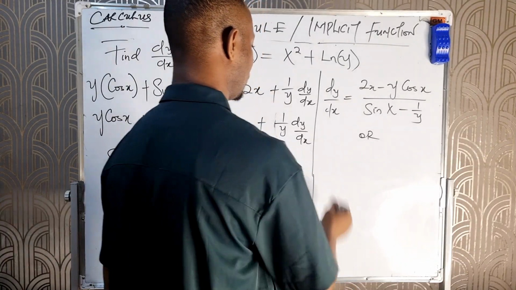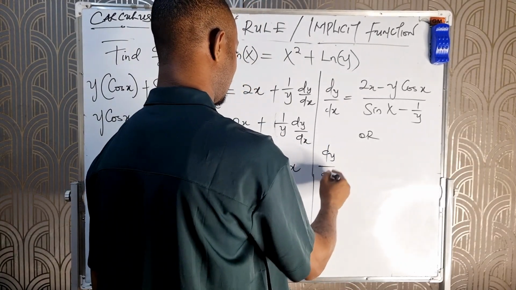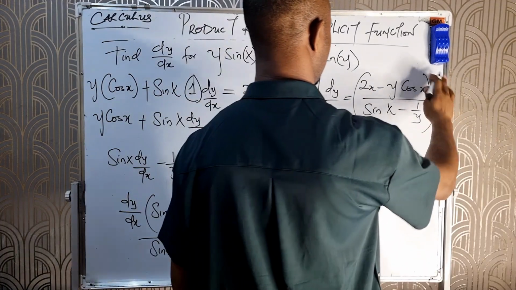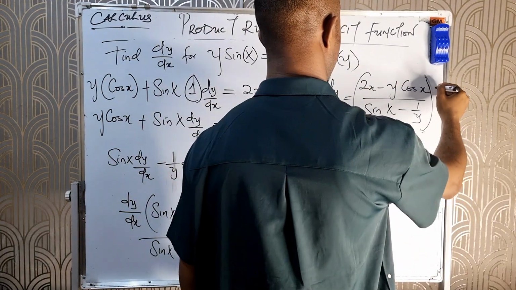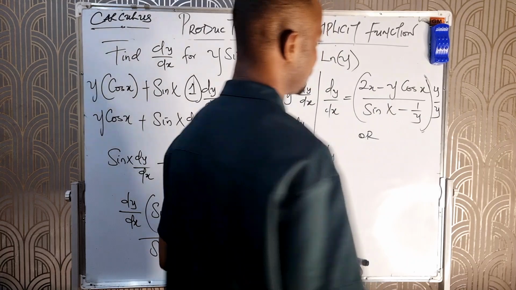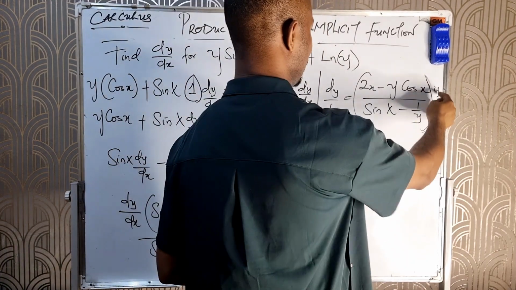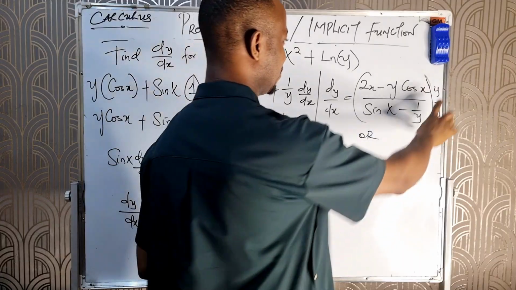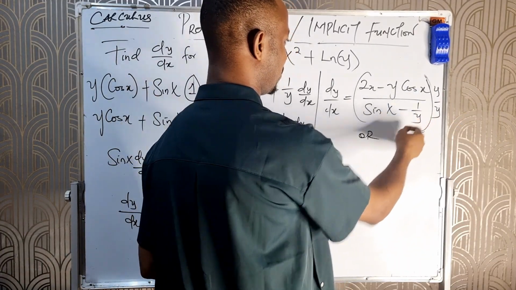That will give us the dy/dx. If I multiply this by y over y, that is still the same as 1, all right? So why am I doing this? It's just to cancel out this 1 over y from here.